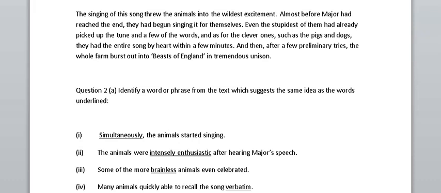And let's just recap the question again. Question 2a will always be worded like this: identify a word or phrase from the text which suggests the same idea as the words underlined. And obviously this question is, I guess, assessing your understanding of vocabulary.